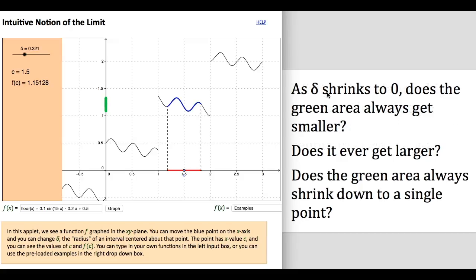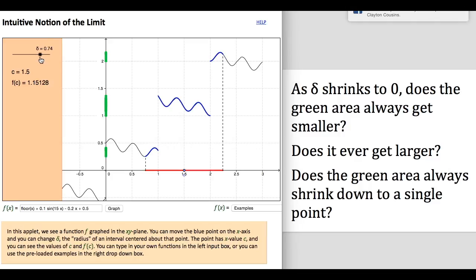As delta shrinks to 0, does the green area always get smaller? So it's important to note the word always. So let's watch this. Let's make delta as big as we can make it, and let's slowly start making it smaller and smaller. Okay, I see little bits of the green getting smaller, but even right here, I don't see any change as I wiggle delta.